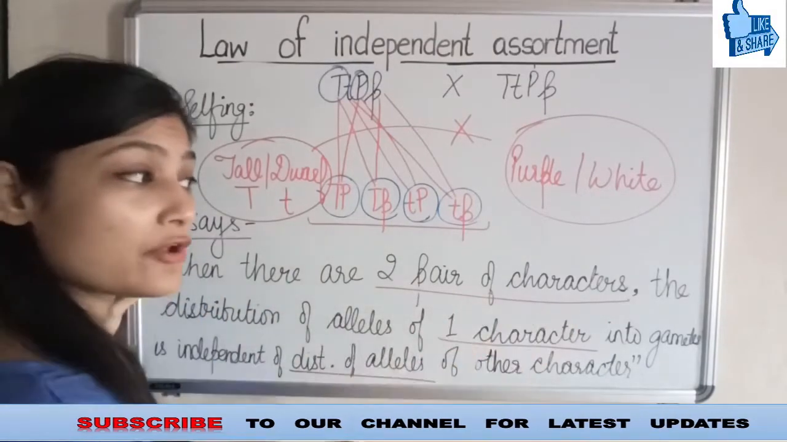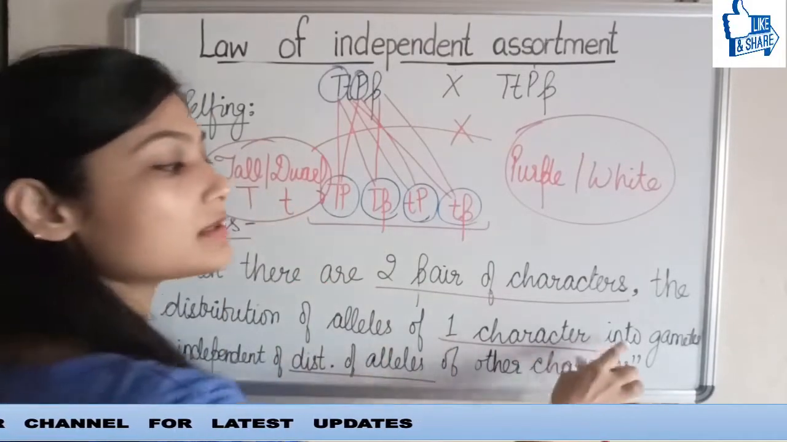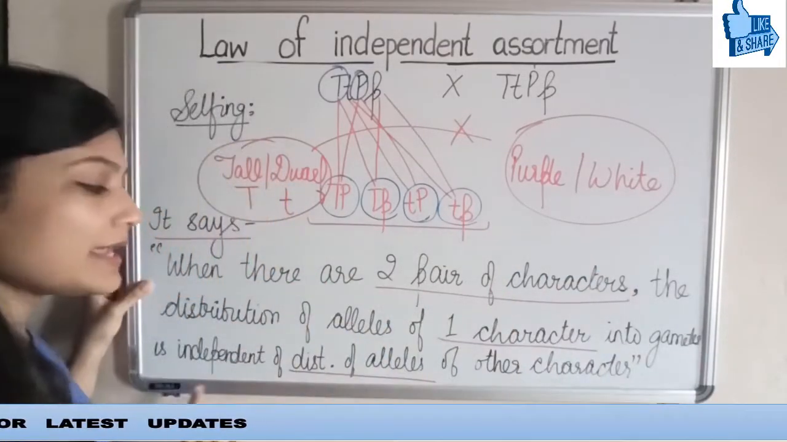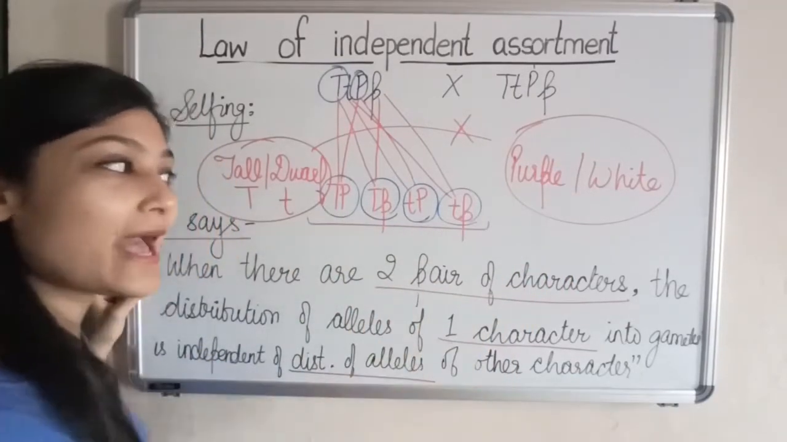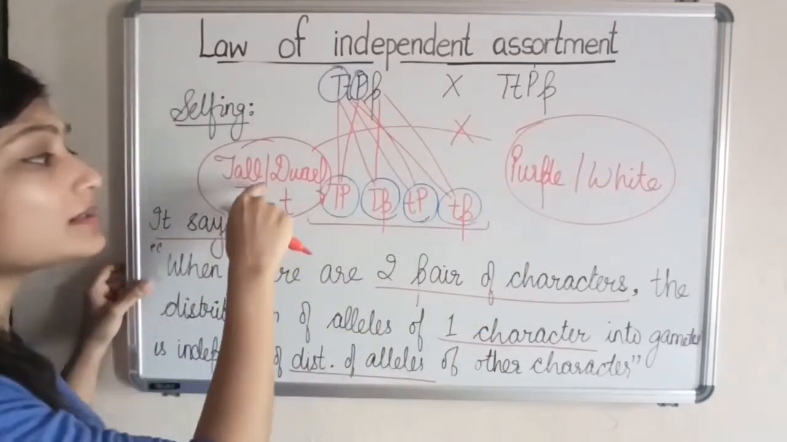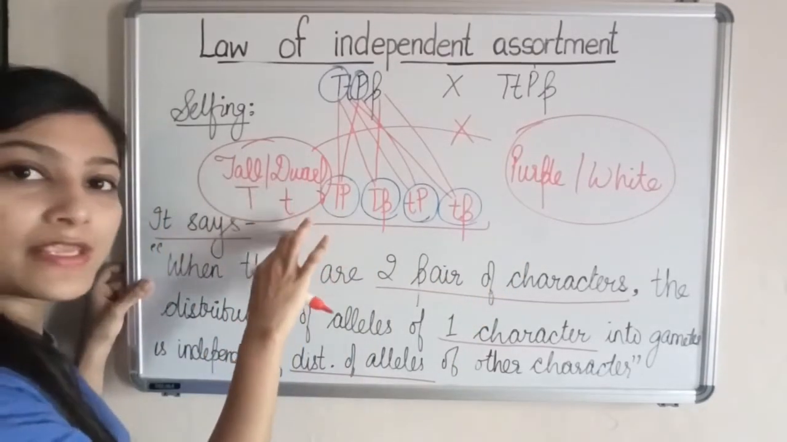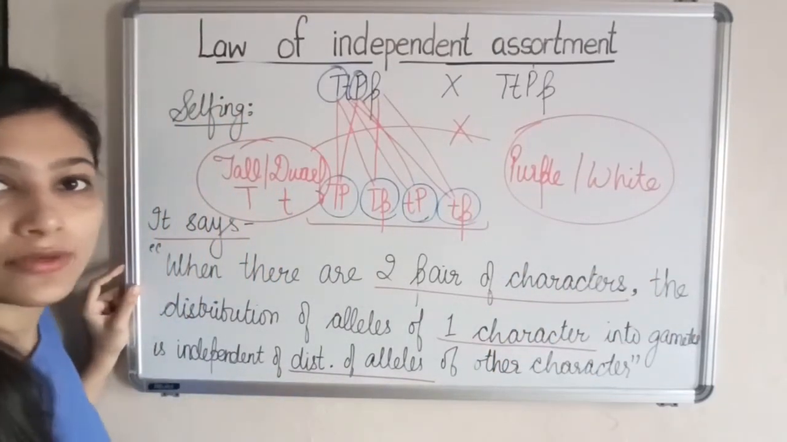When there are two pairs of characters, the distribution of alleles of one character into gametes is independent of the distribution of another character. Dominant can go with dominant of another character. Recessive of one character can go with dominant of another character, and so on.